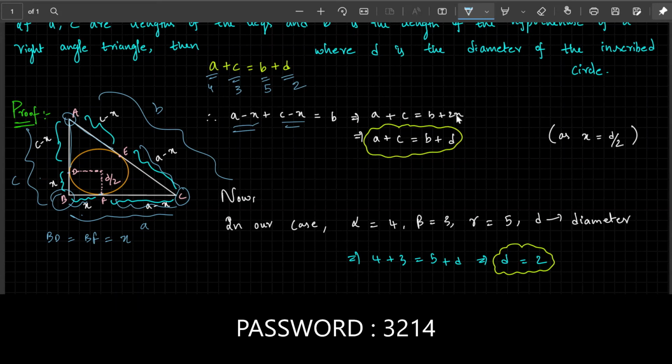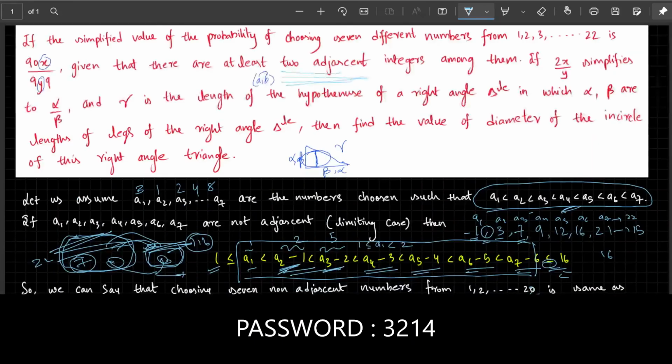And why is D equal to 2x? You can just see here, this is the radius, right? And the radius is equal to x. You can see a square being formed here. So x is equal to D by 2, so 2x would be equal to D. So that is the reason A plus C is equal to B plus D. So you can just substitute, you will be getting D is equal to 2. That is the diameter. So this is all for today.